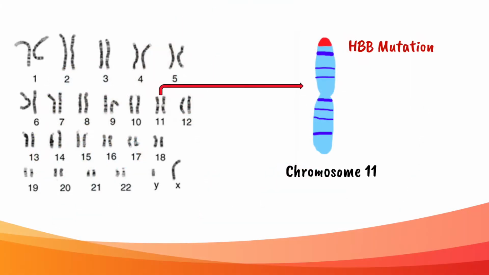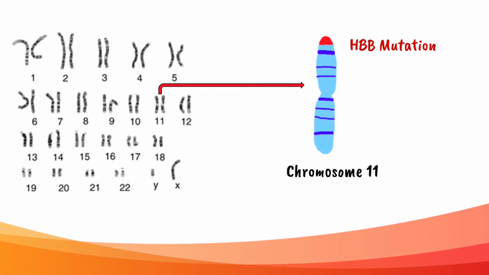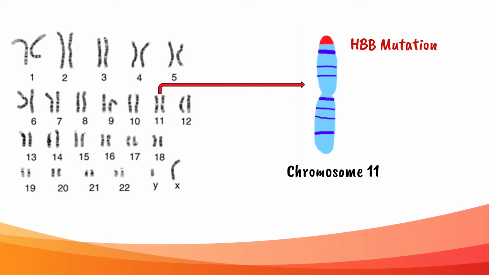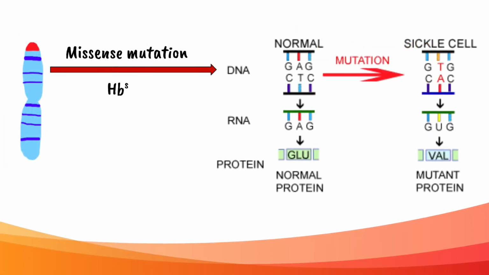Now let's take a closer look. This is a human karyotype for a female who has sickle cell anemia. As you can see, this disorder is caused by a mutation in the hemoglobin beta gene, found on chromosome 11, represented as HBB. Now let's go a little bit more into depth.